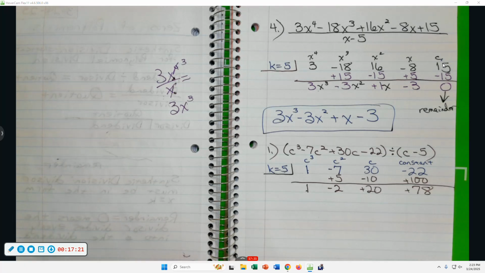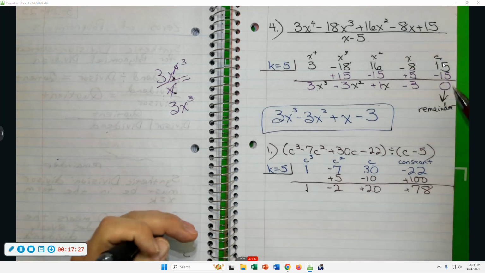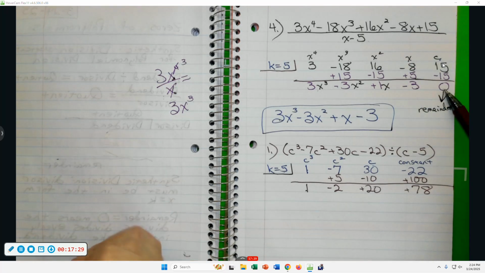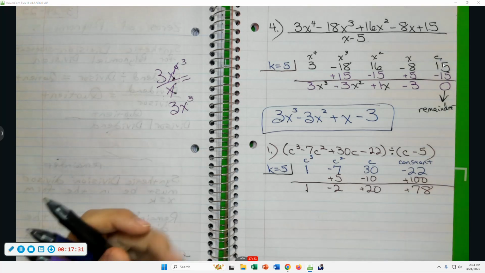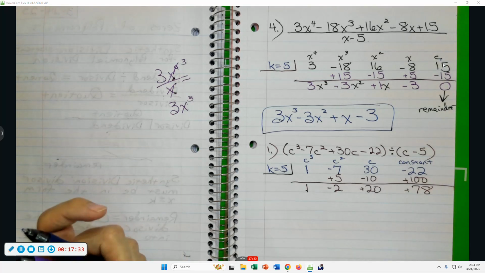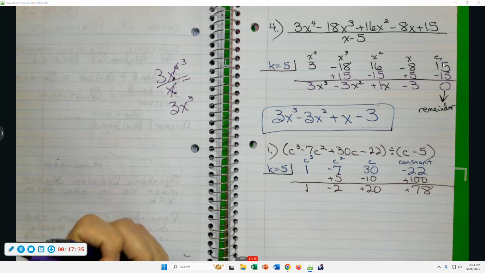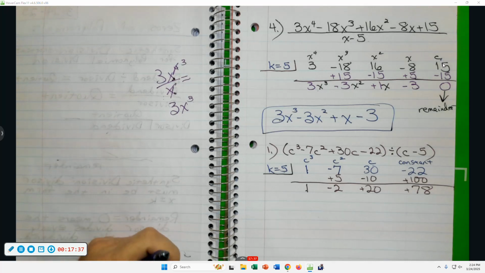Does x minus 5 divide evenly into this polynomial? Up here, x minus 5 divided it evenly because the remainder was 0. What's the remainder in this case? 78. So it doesn't divide in evenly.